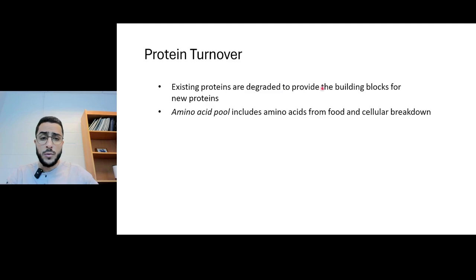So proteins in the cell will be degraded, and they will provide the building blocks for new proteins. So this is the protein turnover. This creates an amino acid pool that contains both the amino acids from food and from cellular breakdown. So the endogenous and exogenous amino acids, right? Those that come from food and those that come from breaking proteins that are already found in the cell. This will produce your amino acid pool. Then new proteins are made from this pool here.